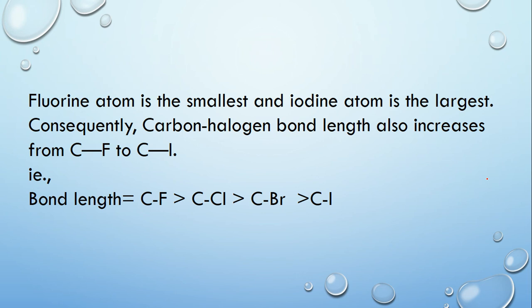Because of this, the carbon halogen bond length also increases from fluorine to iodine. That is, the bond length of carbon and fluorine is going to be less than that of carbon and chlorine, then carbon and bromine, and then carbon and iodine. That is because of the size of the halogen atoms.